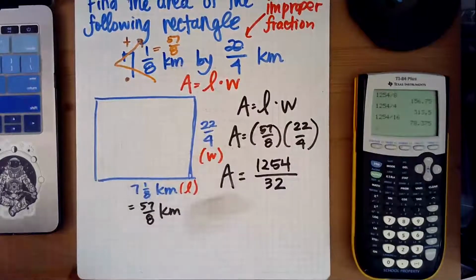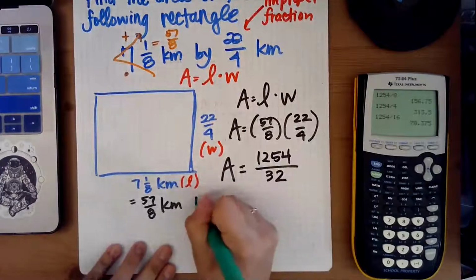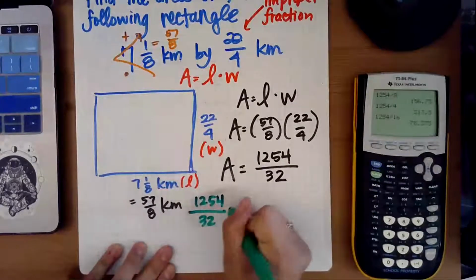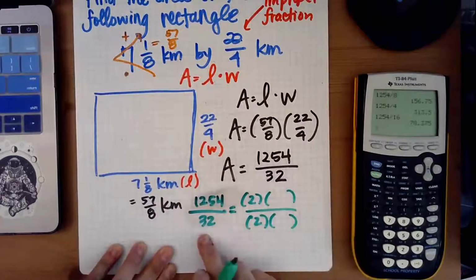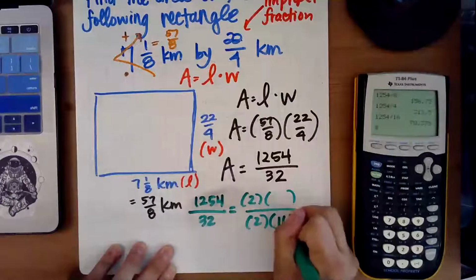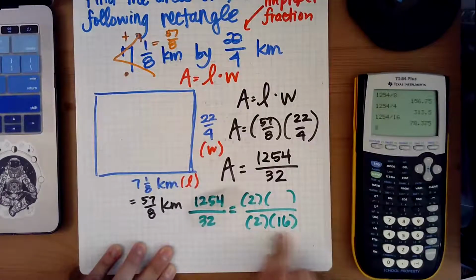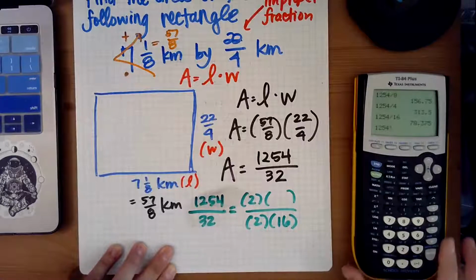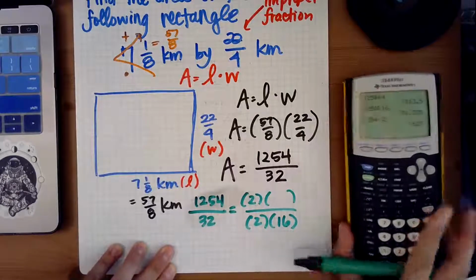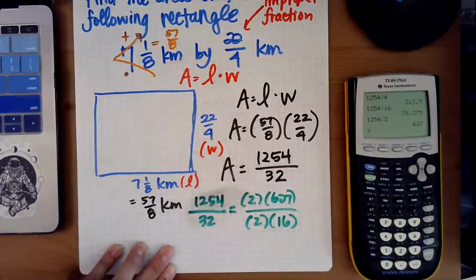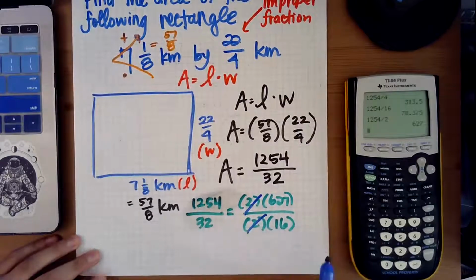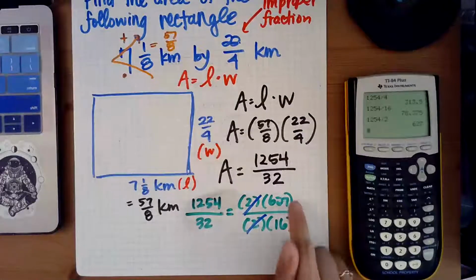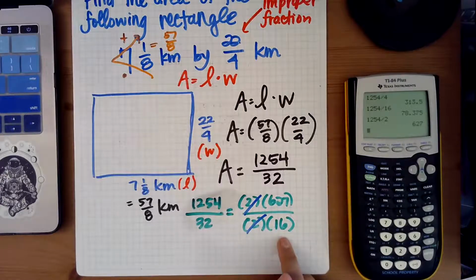Let me do it in a different color so you can see. For the 1254 over 32, I'm going to factor a 2 out of both of them because they're both even numbers. So 2 times what gives me 32? 16 does. I'm just writing this in its factored form here. And 1254 divided by 2 gives me 627. So now I'm able to reduce this fraction to this guy right here. Now, 627 doesn't seem to work with 16 or any factor of 16, so I think that's what I have.